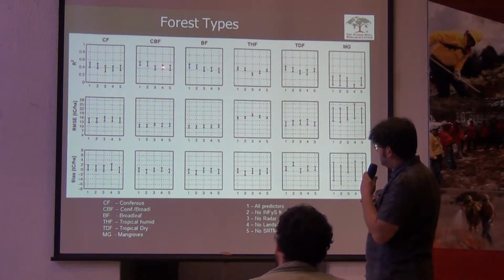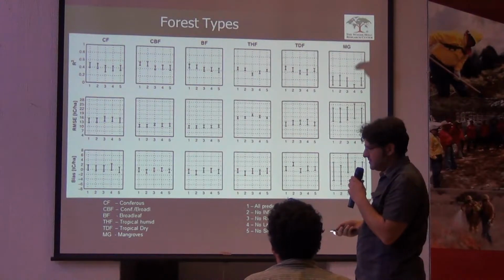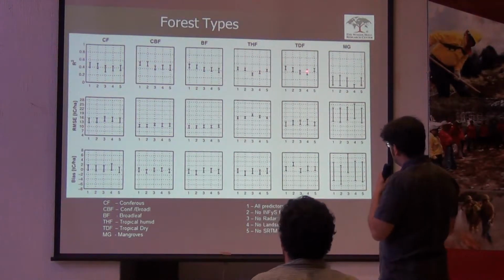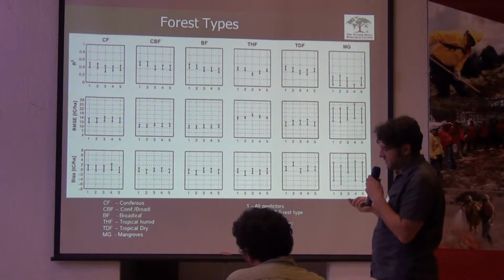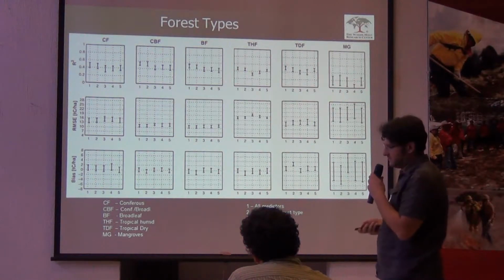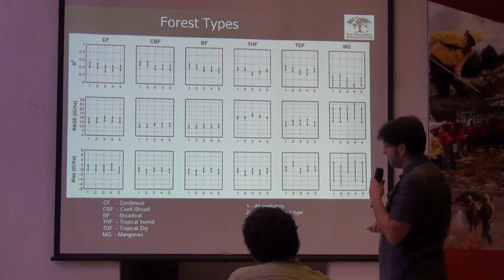And then these cases show the results when excluding either the optical or the radar or the DEM data sets. What we see is, first of all, for each forest type using all predictors, we explain about 50% of the biomass variability. Major exception is mangroves. For mangroves, the national prediction model didn't work very well.